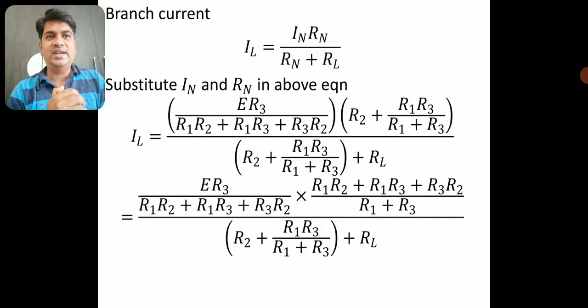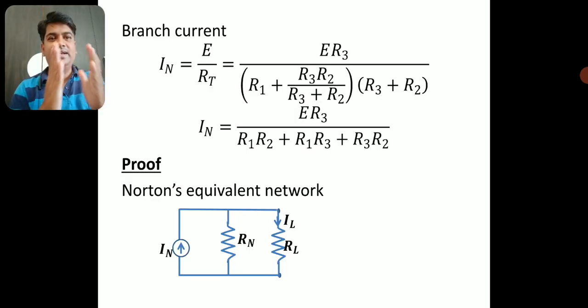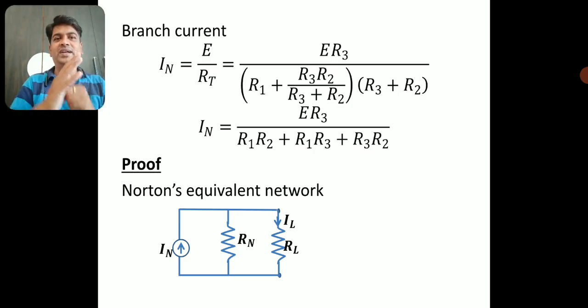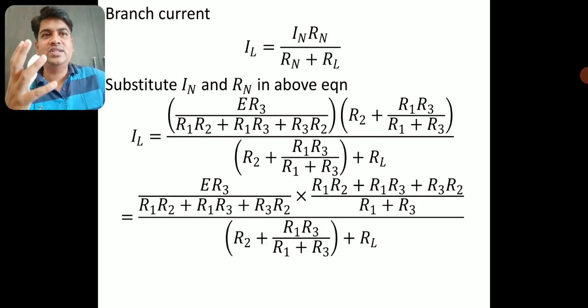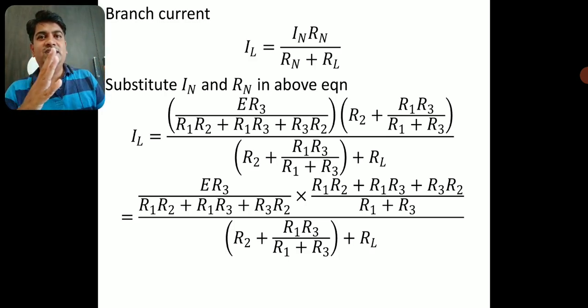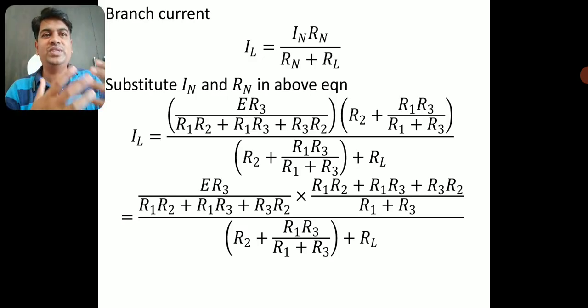Now the load resistance current is again a branch current. Look back at the diagram here. Two branches are there. One is the RN branch, another one is the RL branch. Now I am looking for the current flowing through this RL branch. So RN is the other branch. If I use the branch current formula, main current which is IN into resistance in the another branch, RN, divided by sum of the two resistances, RN plus RL.